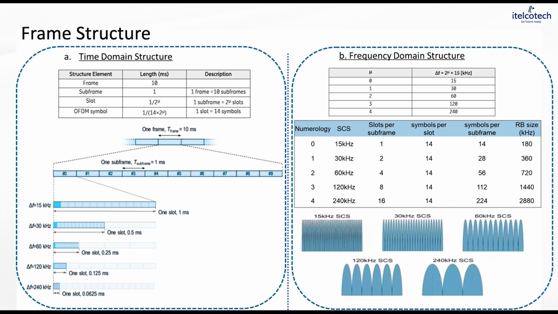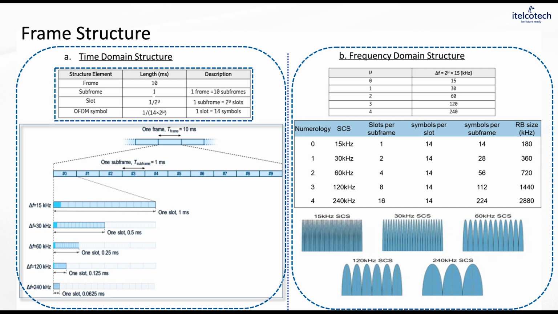So in case of the time domain, where the frame is 10 milliseconds long, just like in LTE, each frame is then divided into 10 subframes of 1 millisecond each. A slot typically occupies one subframe, which is 1 millisecond, but this can vary in 5G based on the numerology. Numerology is a new concept in 5G, which has an impact on the subcarrier spacing and accordingly on the slot duration. So numerology plays a very important role here.